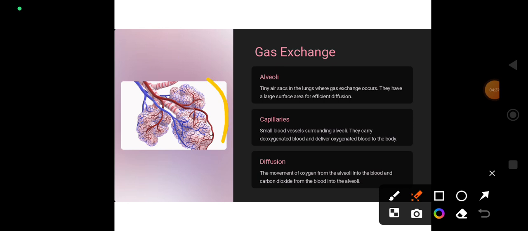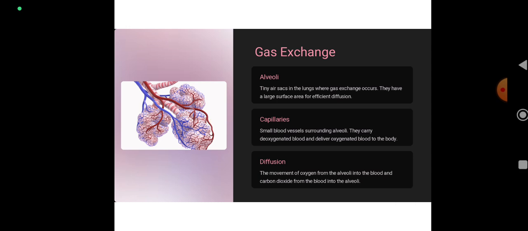This is the diagram of the alveoli. It is present inside the lungs. It is the smallest unit of respiration. Alveoli. This is bronchioles. This is alveoli, the smallest air sac-like structure.